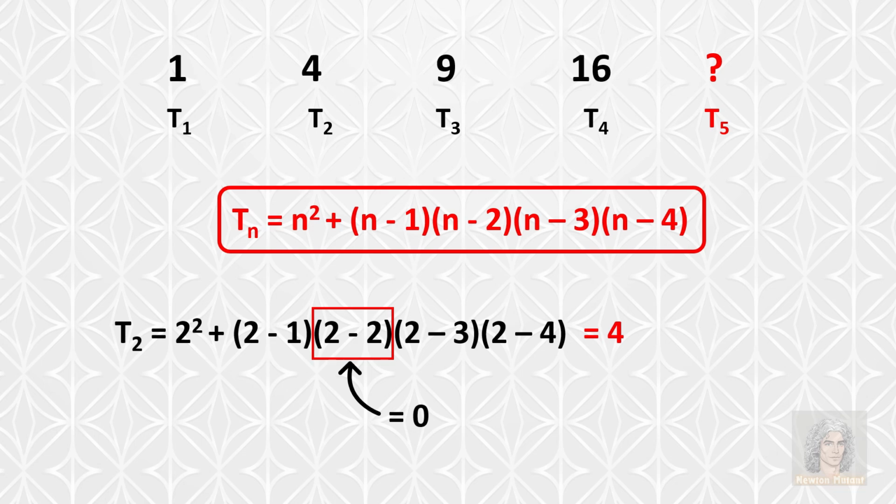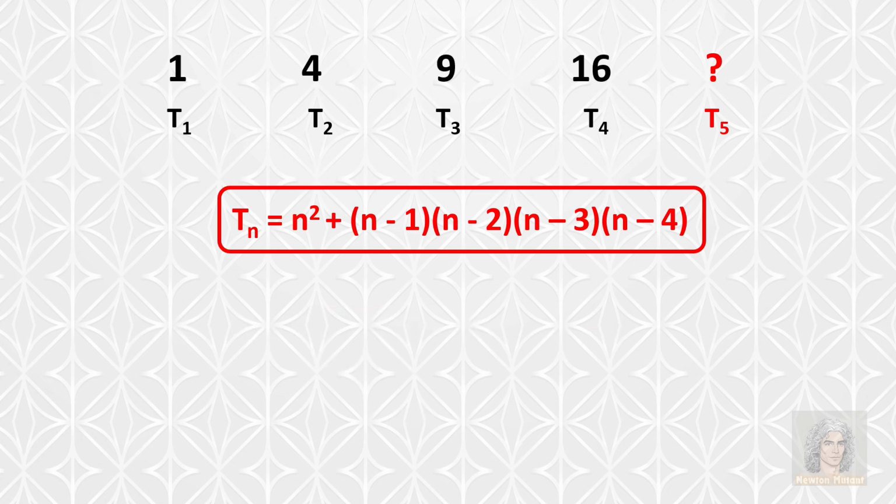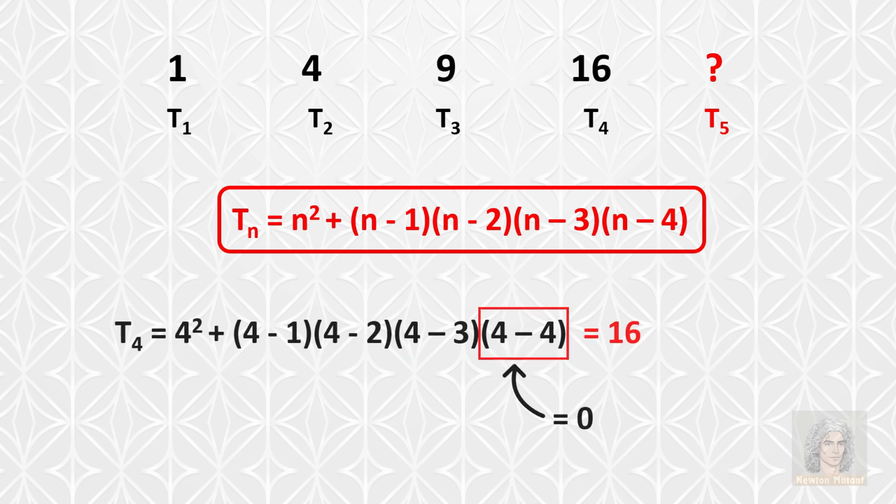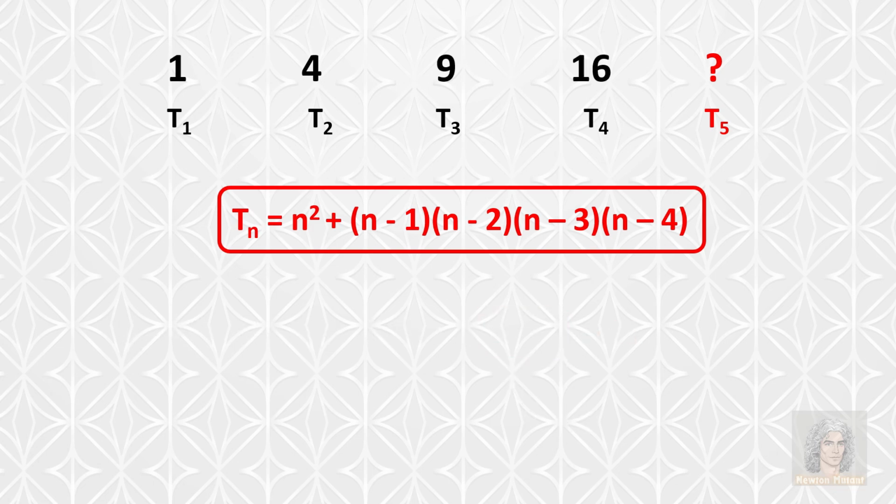This result holds true for the next 2 terms as well. t3 has a 3 minus 3 term, and so it equals 9. t4 has a 4 minus 4 term, and so it equals 16. Alright, I've shown that this new nth term is valid for the given 4 terms of the sequence. Simply, what I did was include a product that cancels off, in addition to the generic n squared.